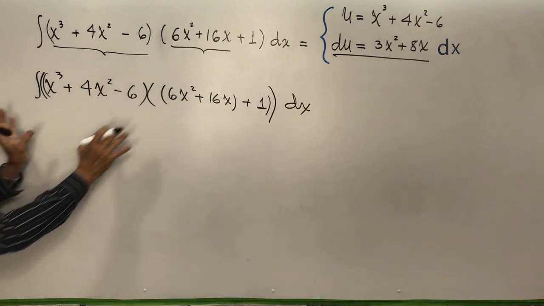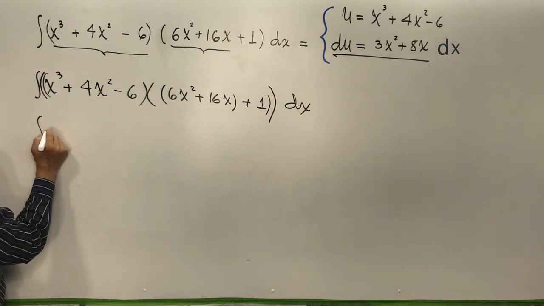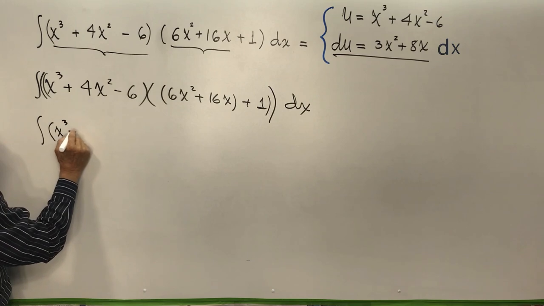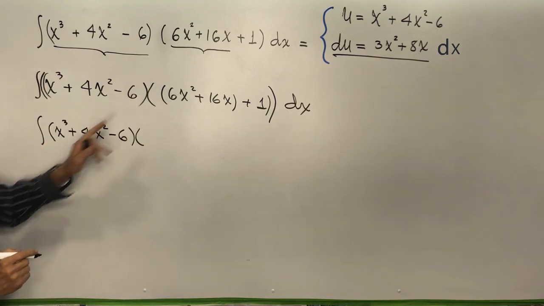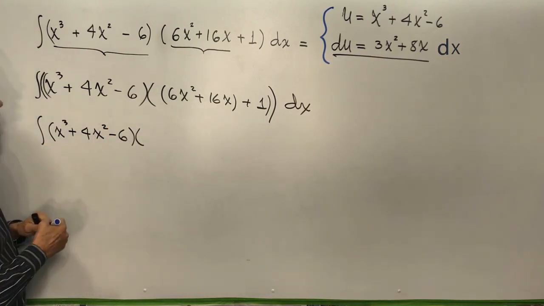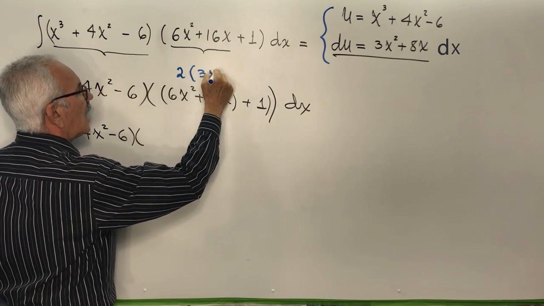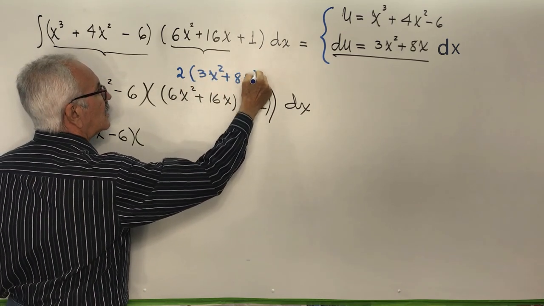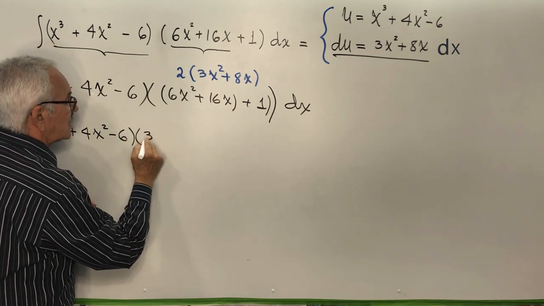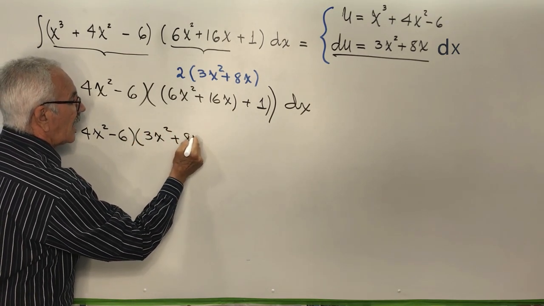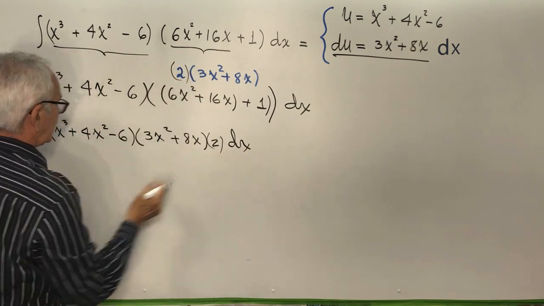So now I have two basic components of the integral. The first one, integral of (x cubed plus 4x squared minus 6) times. Right now I will factor this binomial to approach the differential I need. So 2 times (3x squared plus 8x). No, it's not to approach, it's to get exactly what we need. So this is times (3x squared plus 8x) times 2 dx. Okay? These two, I am writing it near to the dx.